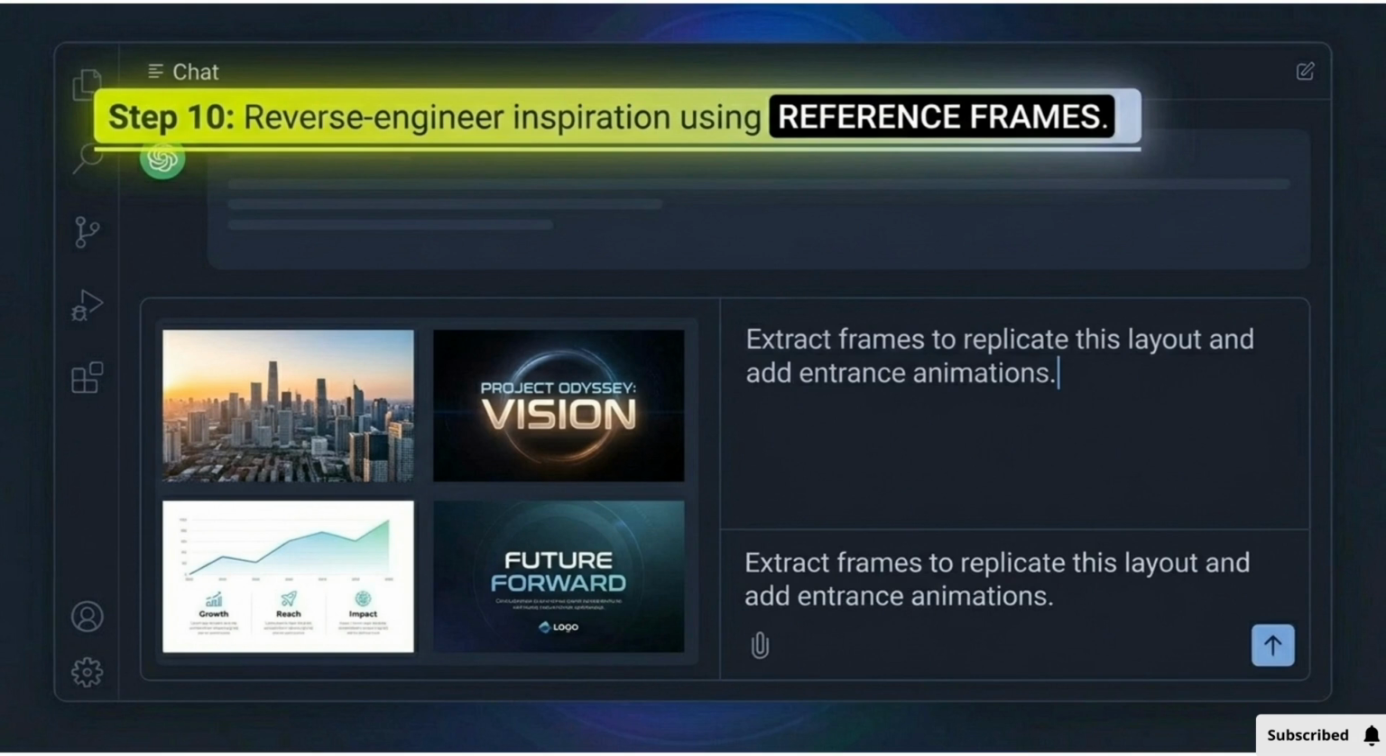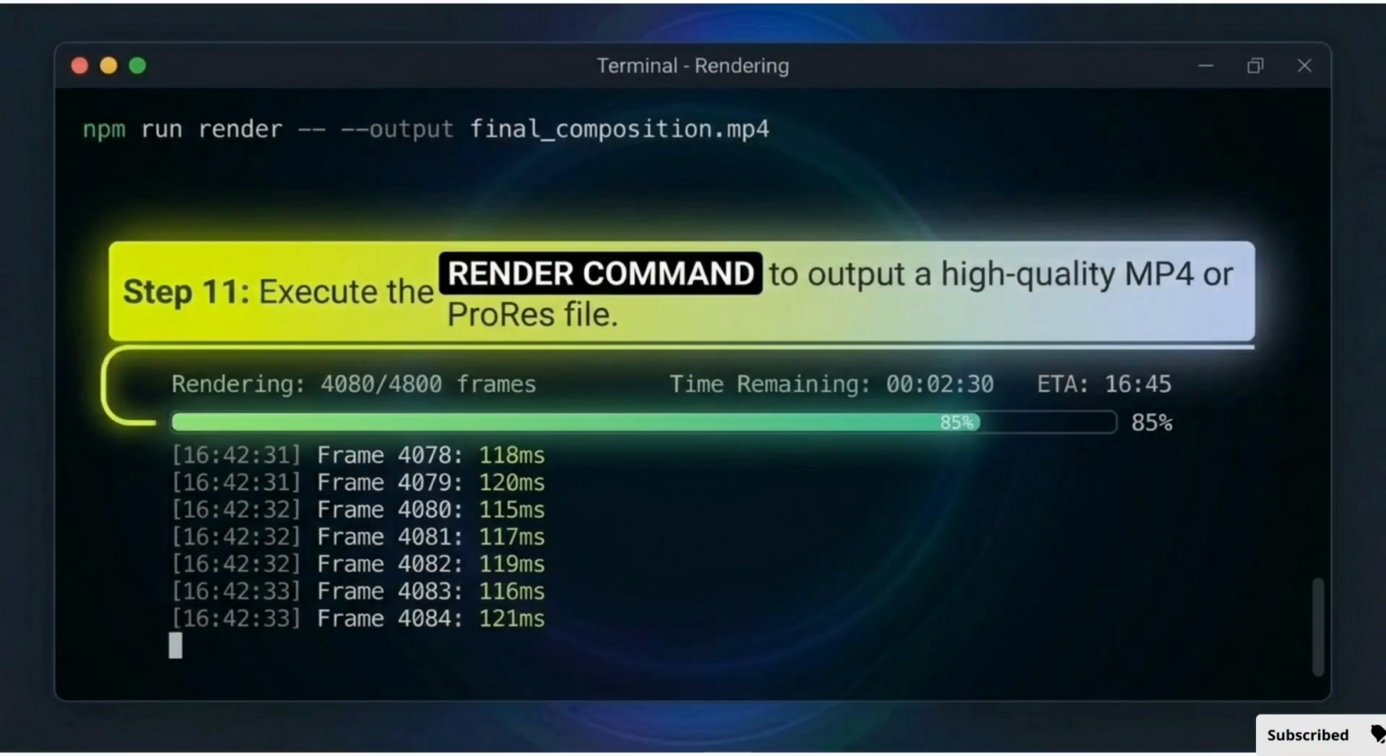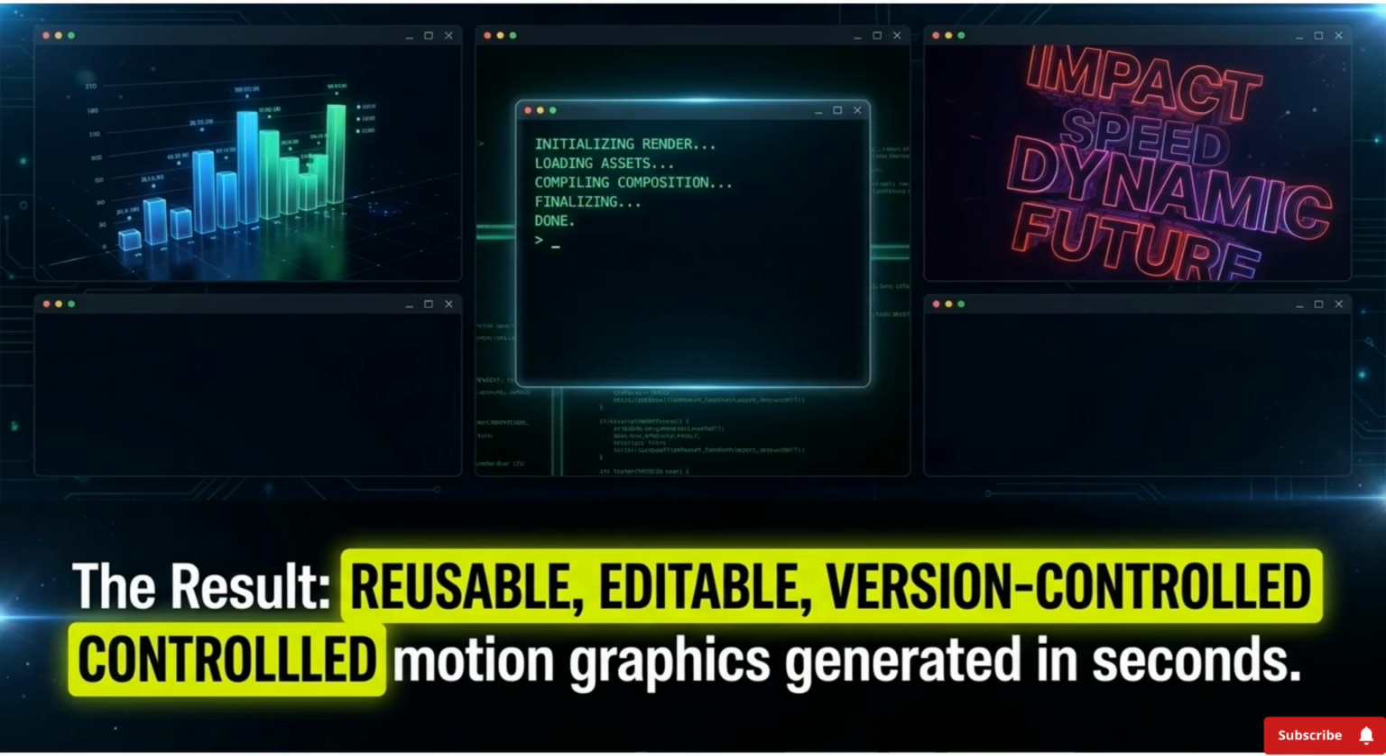Step 10. Reverse engineer inspiration using reference frames, allowing you to replicate specific layouts and animations. Step 11. Execute the render command to output a high-quality MP4 or ProRes file once the motion graphics are complete. The result is reusable, editable, and version-controlled motion graphics generated in seconds, streamlining your creative workflow.